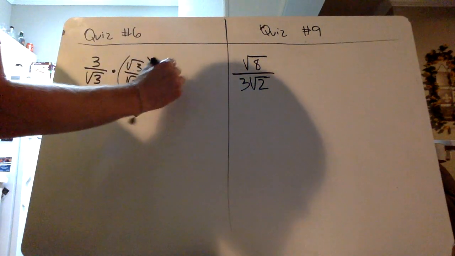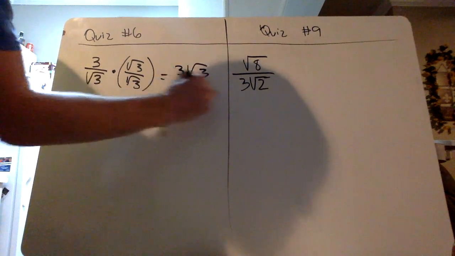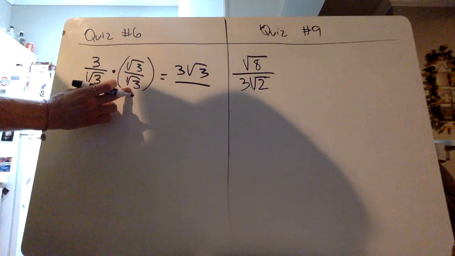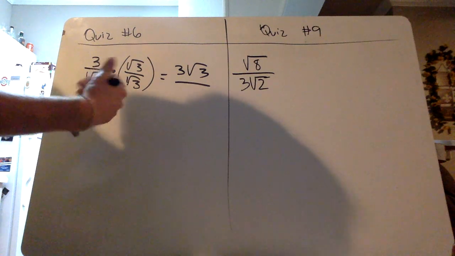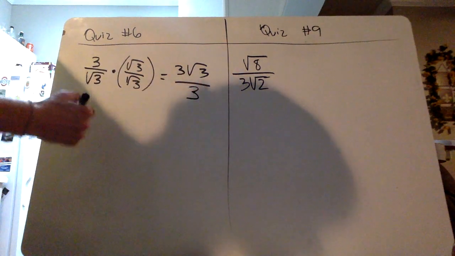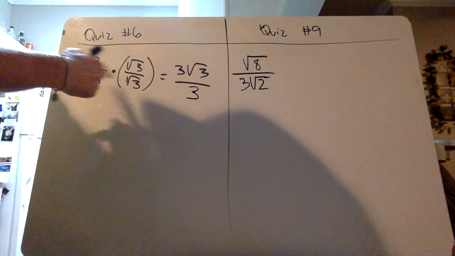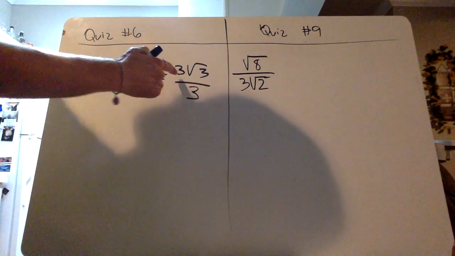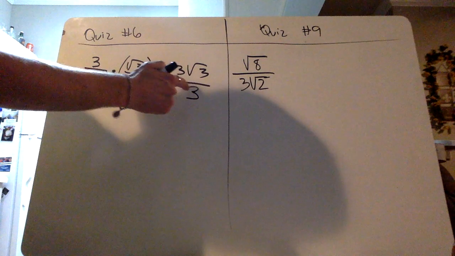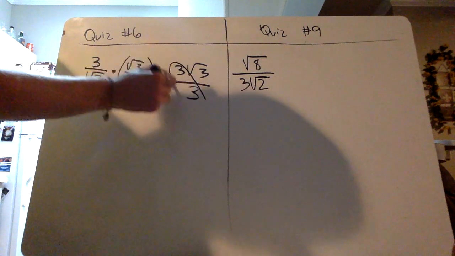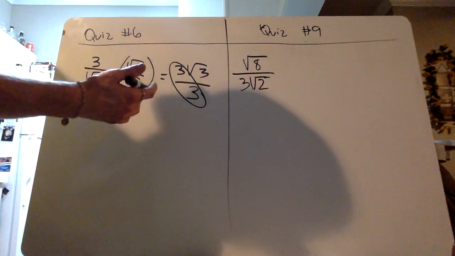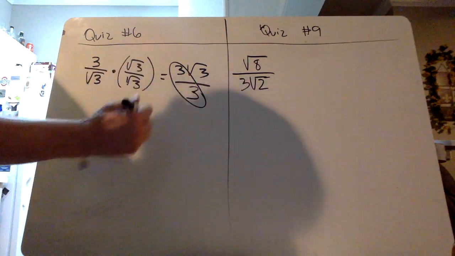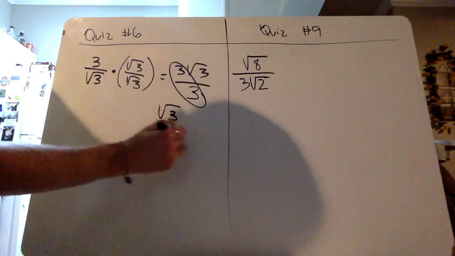Multiply straight across, and you'll get 3 square root of 3 over square root of 3 times square root of 3, which is 9, square root of 9. And what's the square root of 9? 3. So this turns into 3. That's why we do this, to get rid of the radical on the bottom. All right, so 3 square root of 3 over 3. What is 3 divided by 3 reduced to? 1. So it's 1 over 1, which is kind of useless, right? So your final answer is just square root of 3.